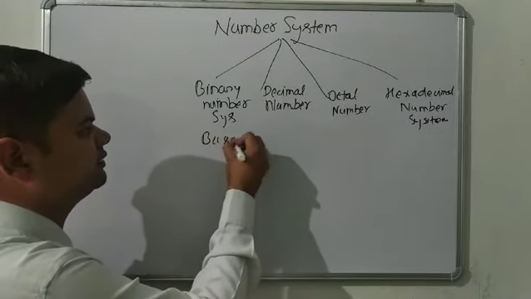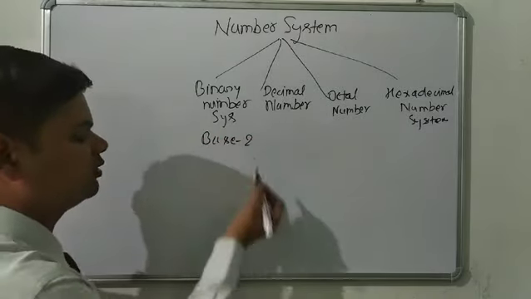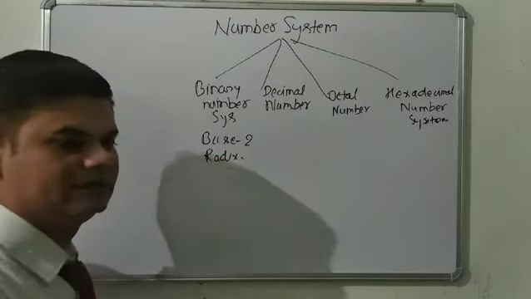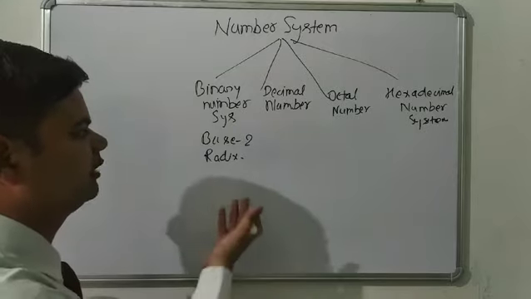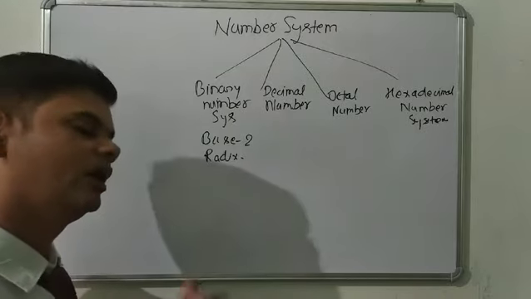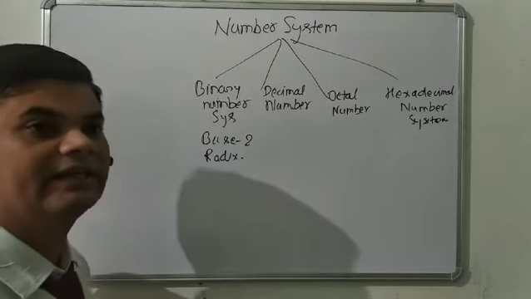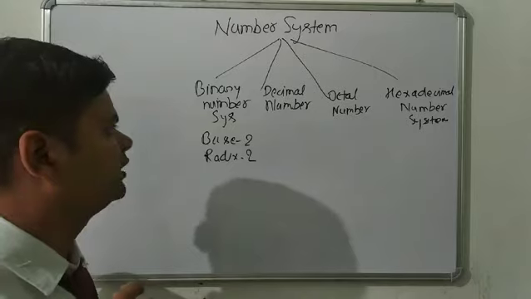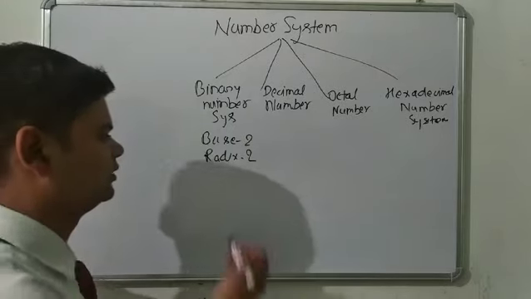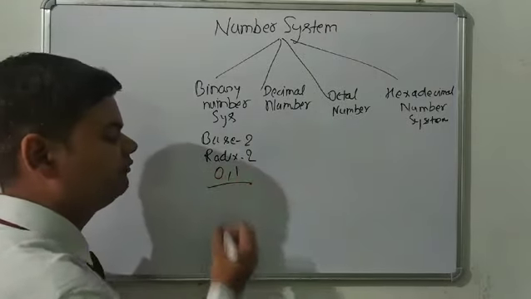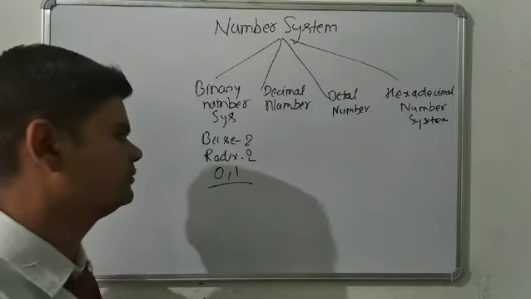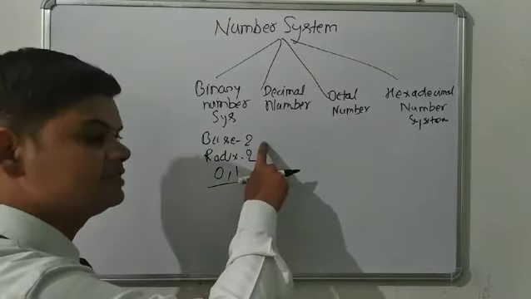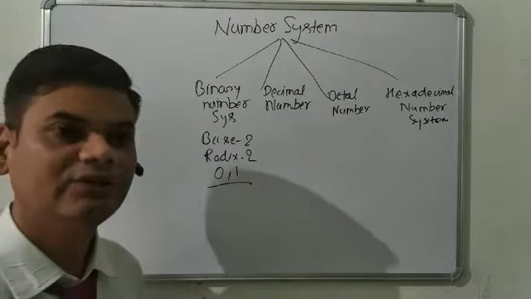their base is 2, and the base is also known as the radix. It has two names. Whenever you talk about the base, that is 2. Otherwise you talk about the radix, that is again 2. And the total number of digits in a binary number system is 2, like 0 and 1. We are using only 2 digits in a binary number system, 0 and 1, nothing else. That's why their base is 2 and their radix is also 2.